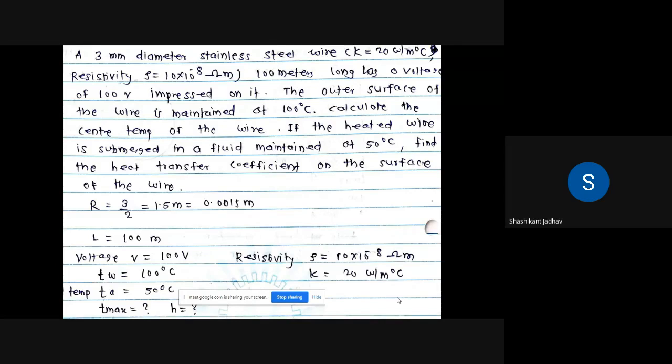Write down: a 3 mm diameter stainless steel wire (bracket K is equal to 20 watt per meter degree Celsius, bracket complete).